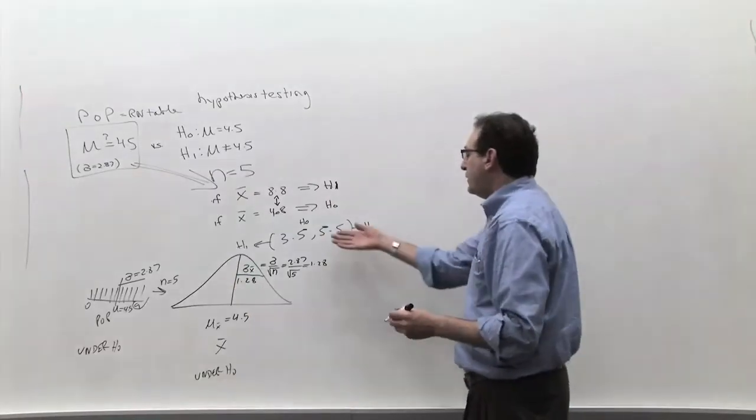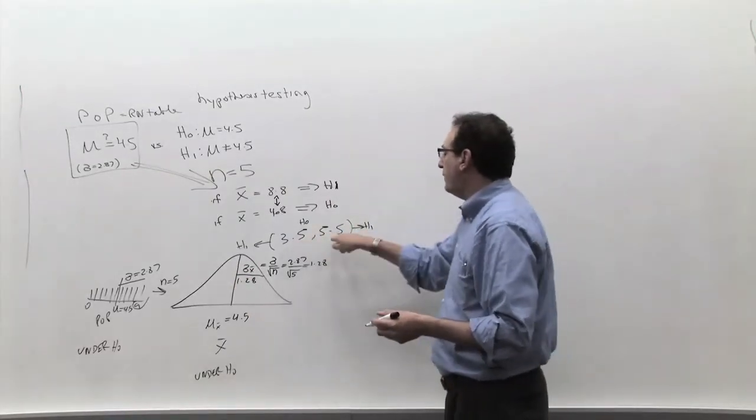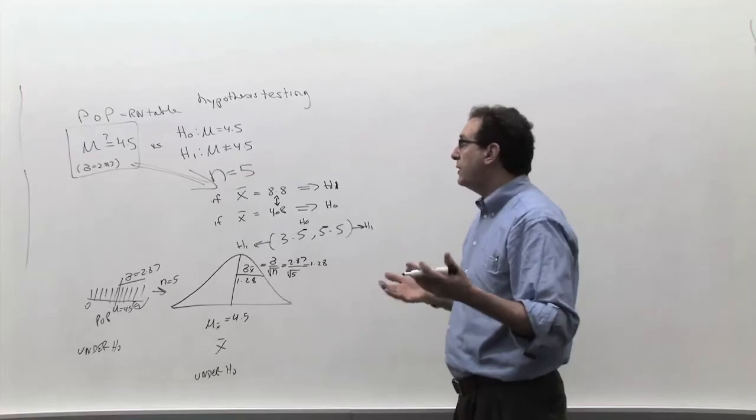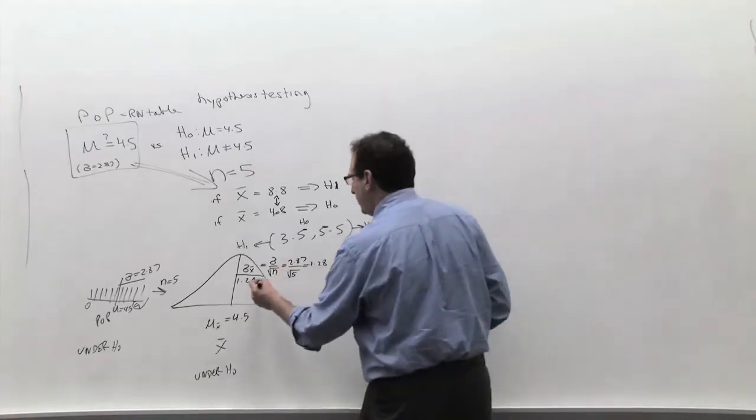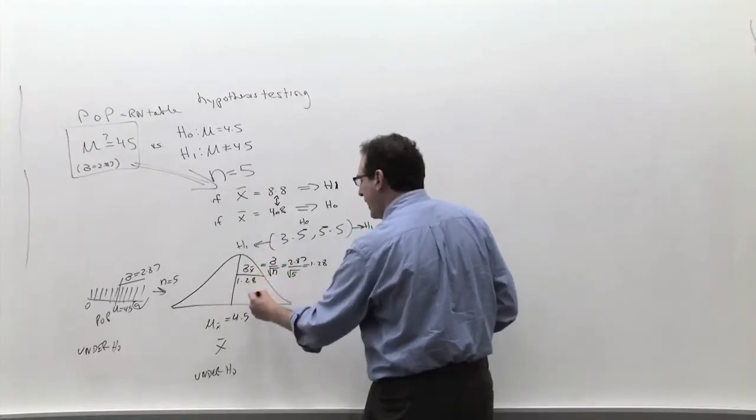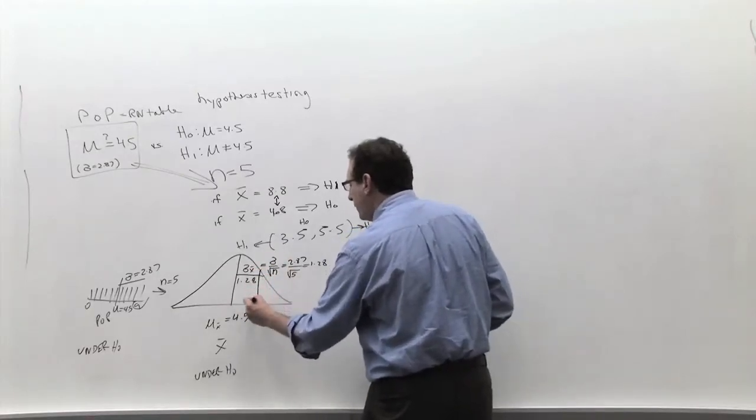And now we can actually check to see if 3.5 and 5.5 are reasonable as an initial guess for the boundaries between accepting and rejecting. So 3.5 is over here. The 5.5 is roughly over here.